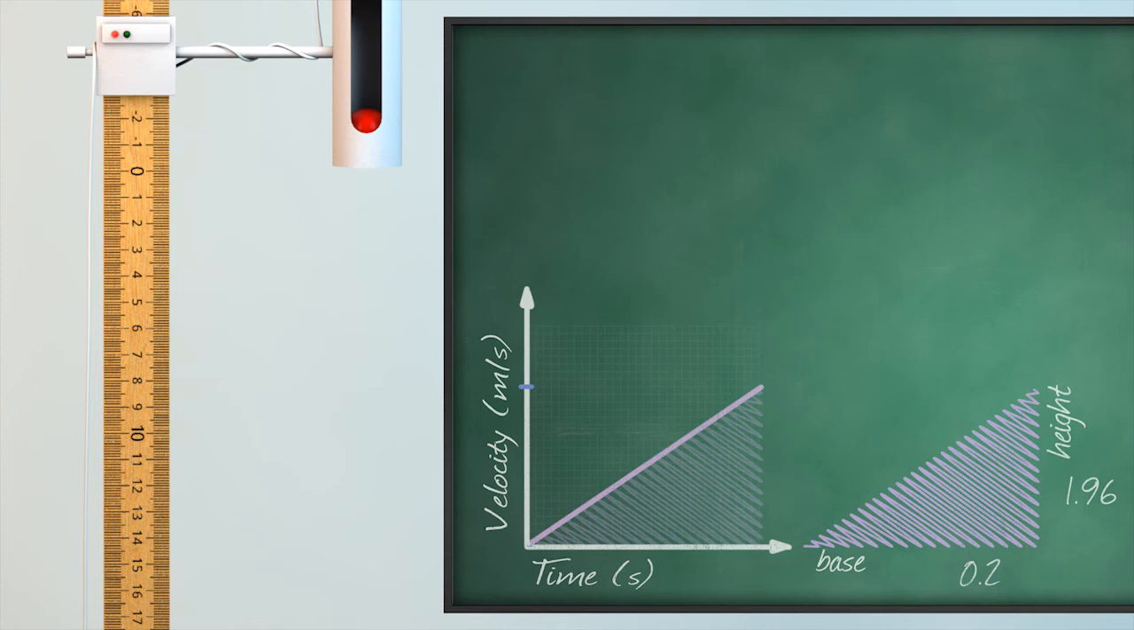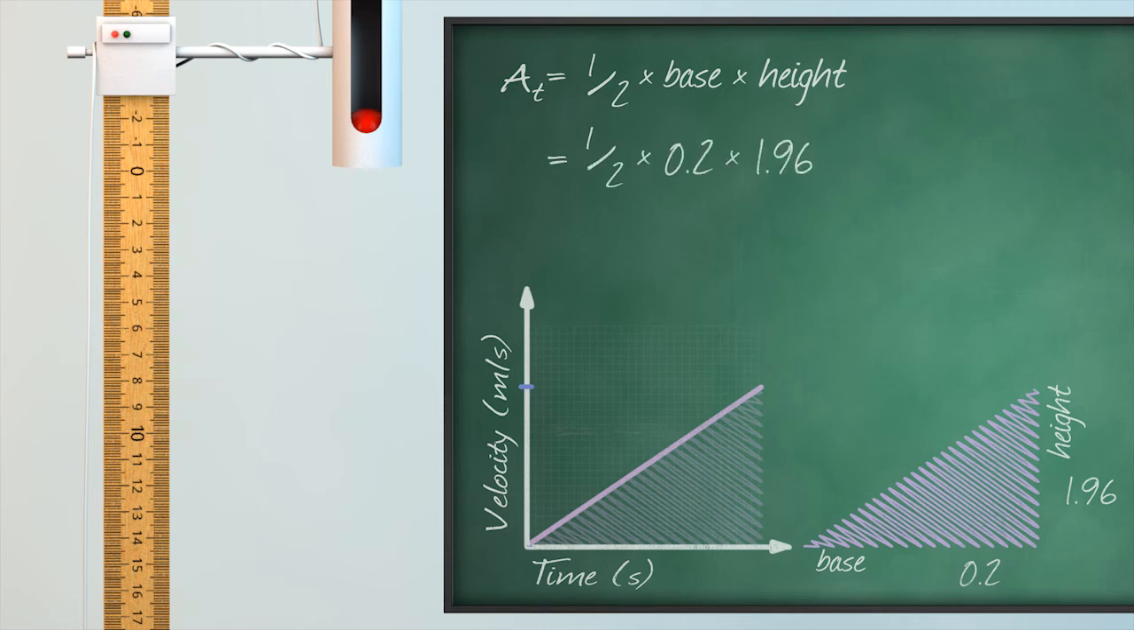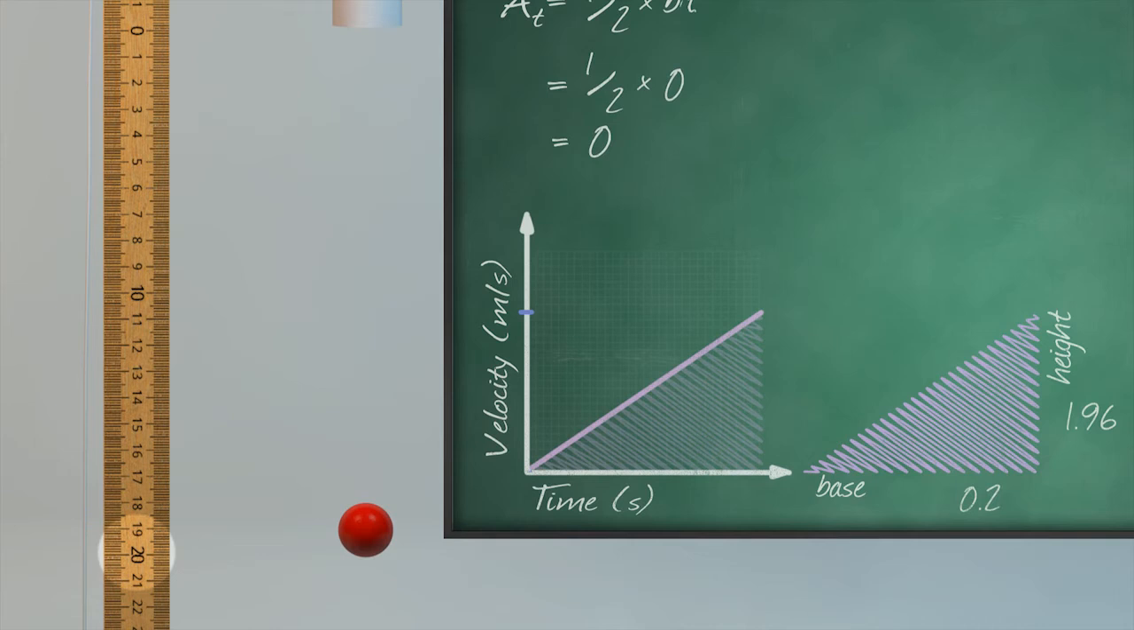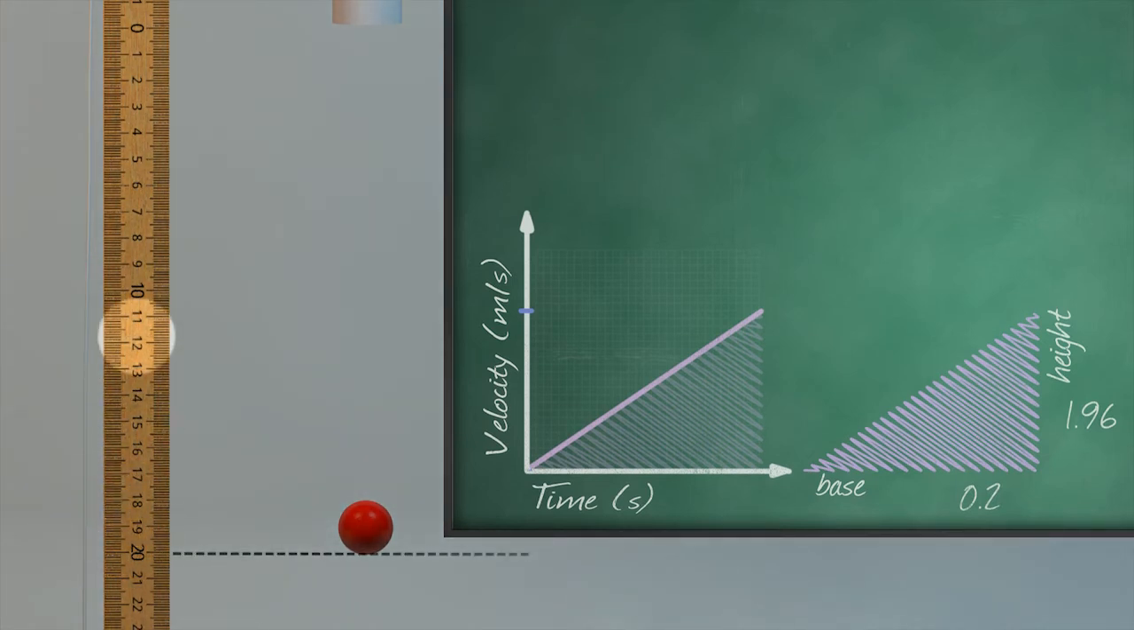As you may already know, for a triangle, the area is equal to 1/2 multiplied by the base multiplied by the height. And since we are finding the final position, we look at the final time and the final velocity. In this case, we have 1/2 multiplied by 0.2 multiplied by 1.96, which is equal to approximately 0.2. Wait a minute, it looks like our final position should be 20, not 0.2, just by looking at the ruler.